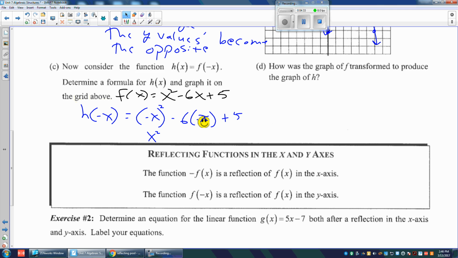What's a negative number times a negative number? A positive number. There's nothing happening here with x's, so it's just plus 5. So this is what h of x is going to be. How is the graph transformed to produce the graph of h of x? Well, we're going to see that it's a reflection across the y-axis.